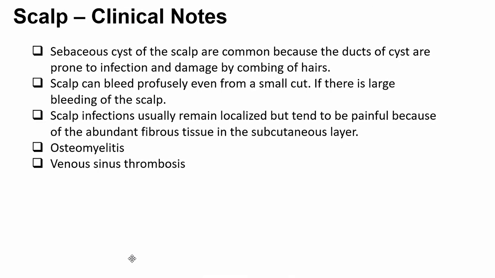So occasionally, you know, an infection of the scalp spreads by the emissary veins, which are valveless, to the skull bones. So this can cause osteomyelitis. Not only osteomyelitis, it can cause meningitis also, if it has reached the venous sinuses.